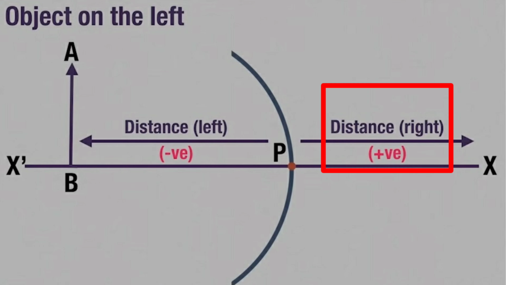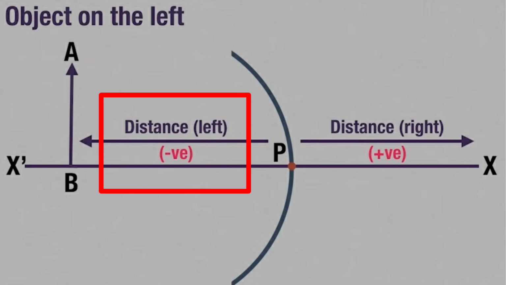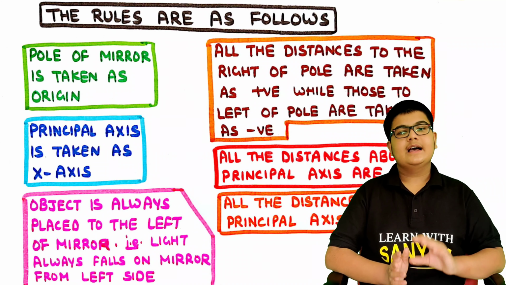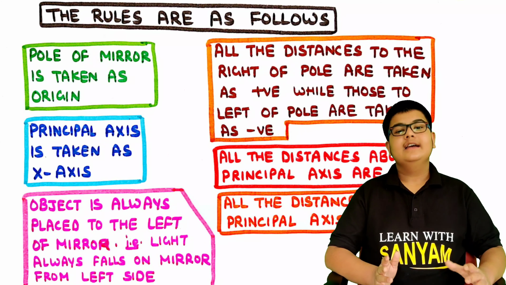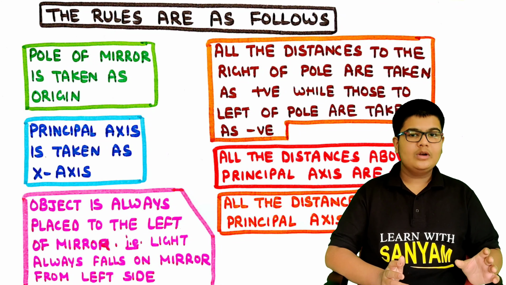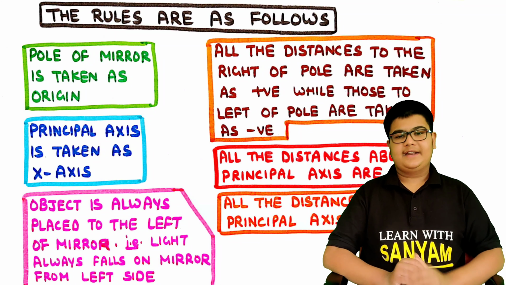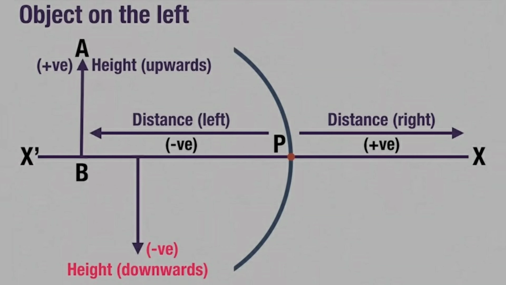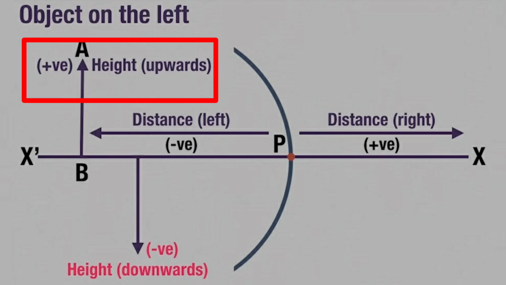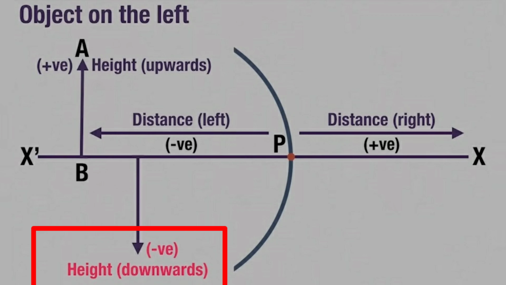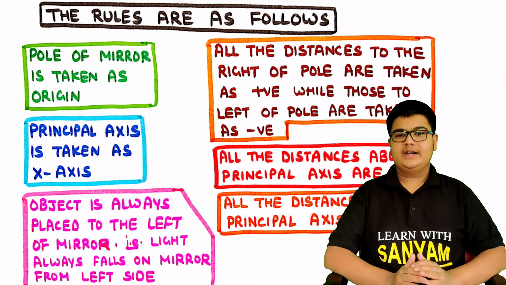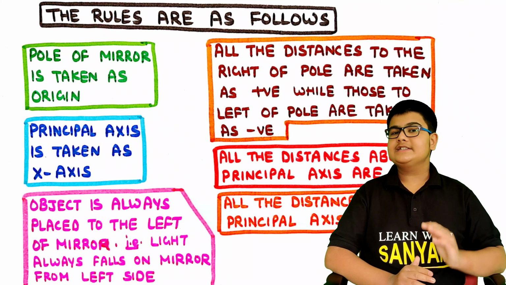All the distances to the right of the pole are taken as positive, while those on the left of the pole are taken as negative. So this means that if some distances are on the right side while some are on the left side, then all the distances to the right side of the pole are taken as positive and all the distances to the left side of the pole are taken as negative. And all the distances above the principal axis are taken as positive and all the distances below the principal axis are taken as negative. So these sign conventions are very important while solving the numericals and we must remember them.